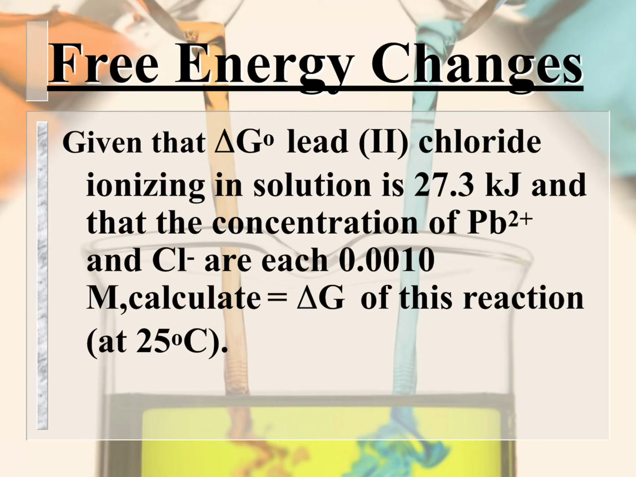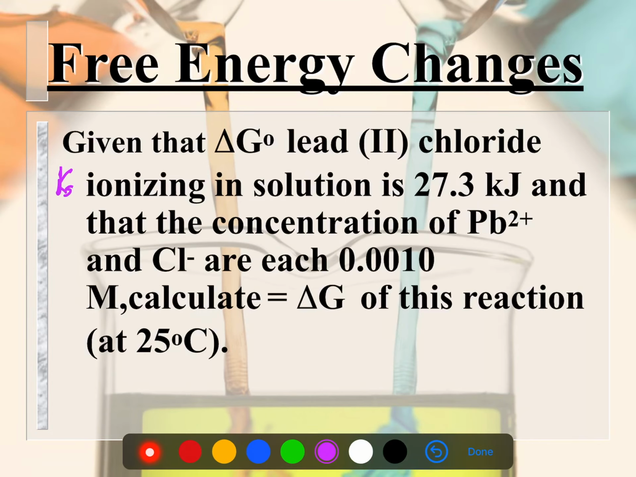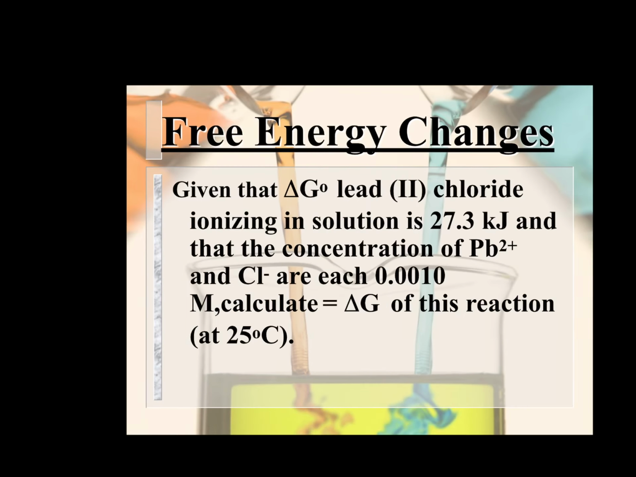Okay, so here's the question. What is the delta G naught for lead 2 chloride ionizing in solution, which means dissolving by ionization? So that tells me that we are dealing with some sort of KSP problem. And they give you the value for this. It's positive, so it's non-spontaneous under these conditions. And they say that the lead and the chloride concentrations are both 1 times 10 to the minus 3 molar. So I know that we're dealing with some sort of Q situation here. Calculate delta G of this reaction at 25 degrees C. Okay.